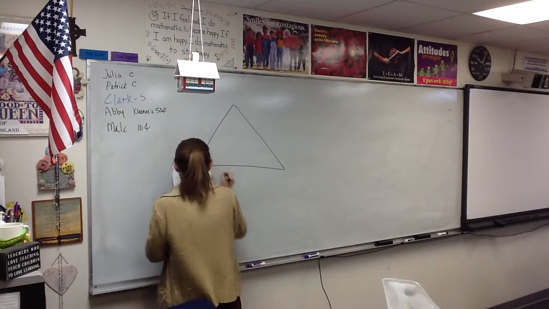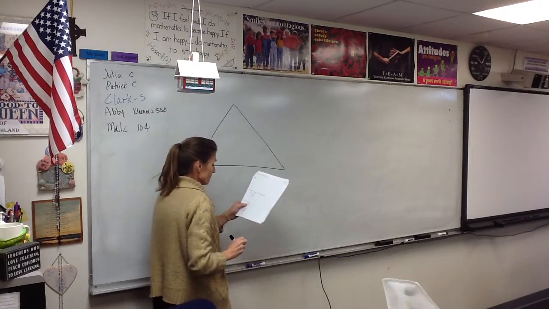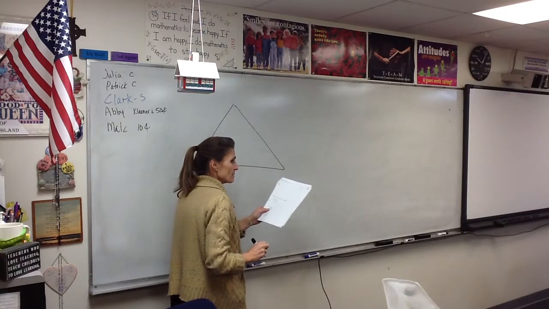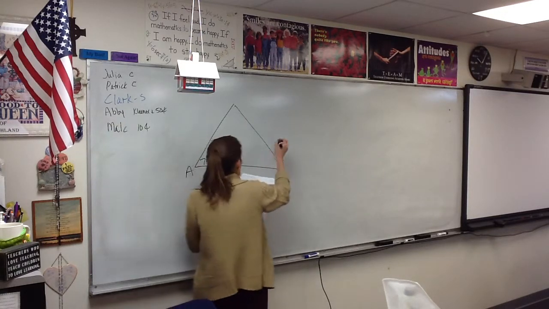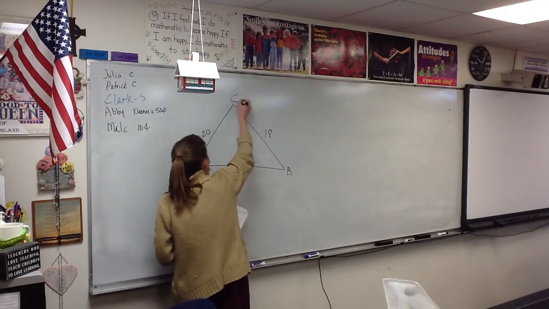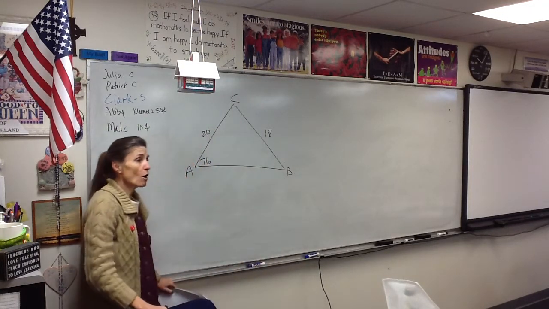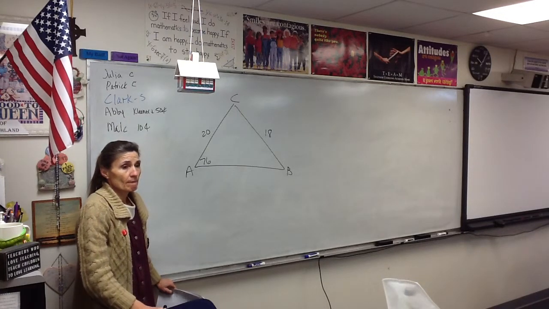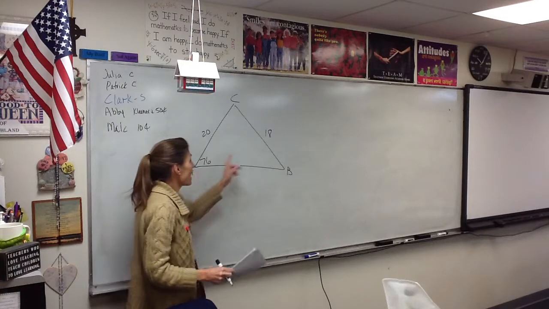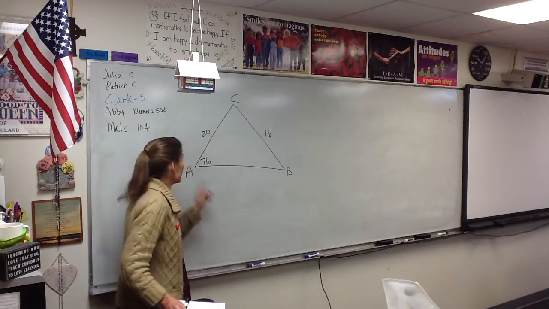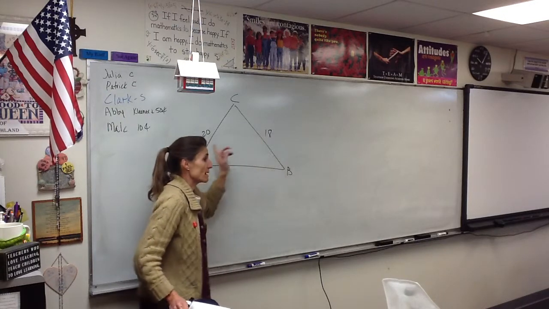But this is note sheet 41, and I think it's B, right? Wasn't it B we were on? So I am drawing my triangle. And remember, when you draw your triangle, you may draw it any way you want, as long as you have side A across from angle A. Okay, the side A has to be across from angle A.